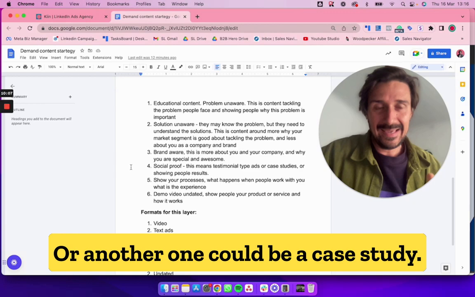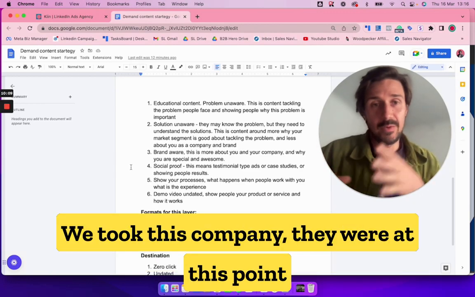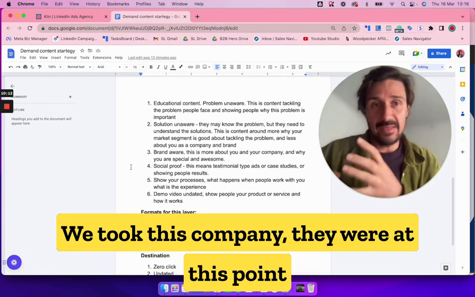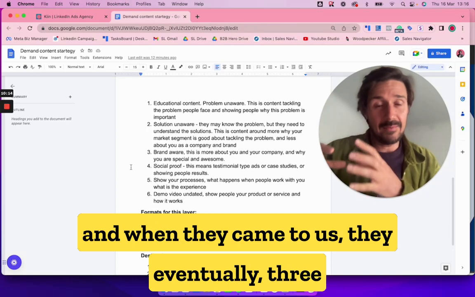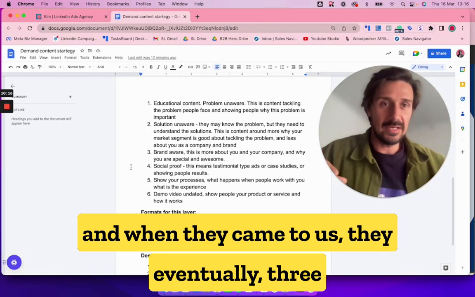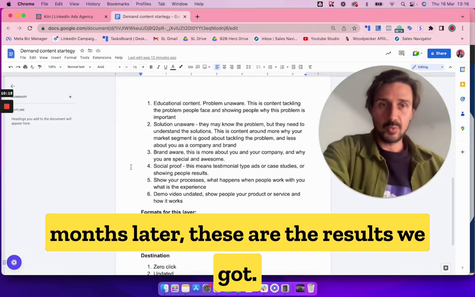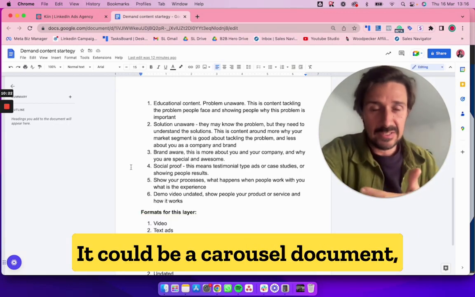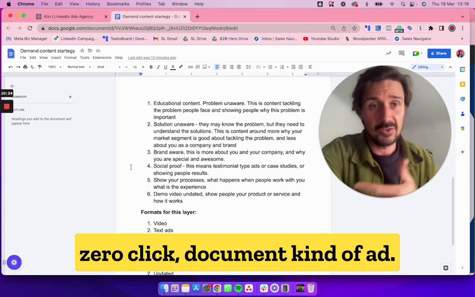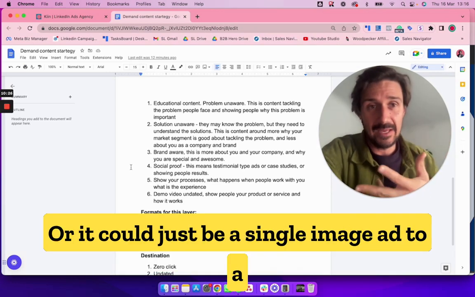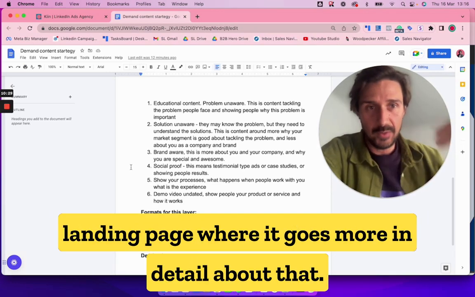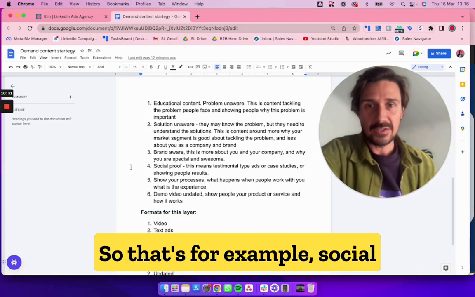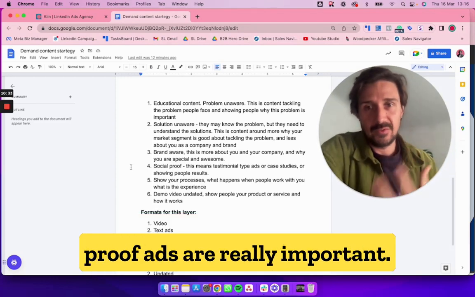Or another one could be a case study. Look what we did. We took this company, they were at this point, and when they came to us, eventually, 3 months later, these are the results we got. That's a case study. That can be in the format of a video. It could be a carousel document, zero-click document kind of ad, or it could just be a single image ad to a landing page where it goes more in detail about that. So social proof ads are really important.